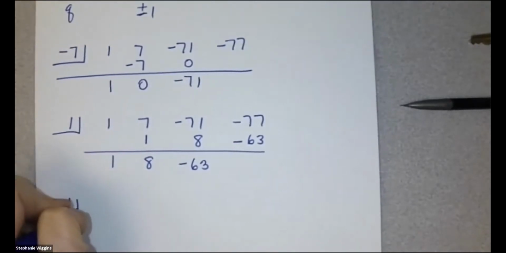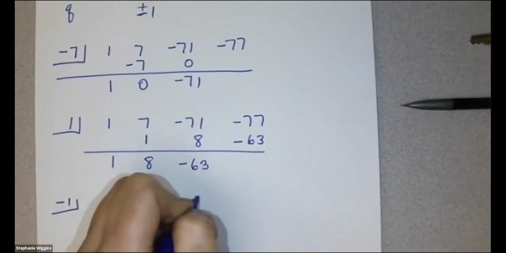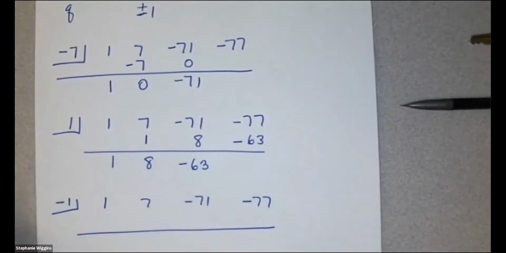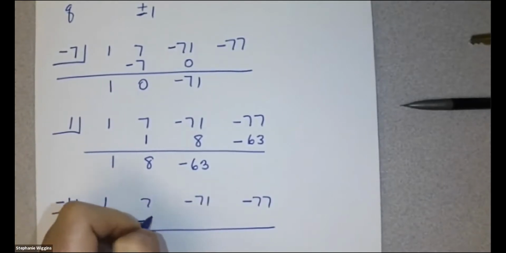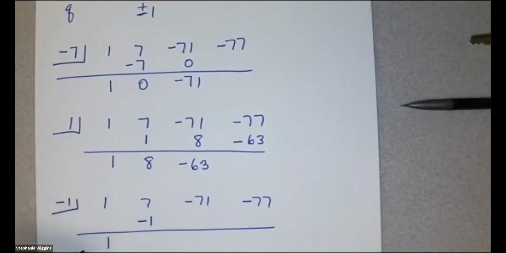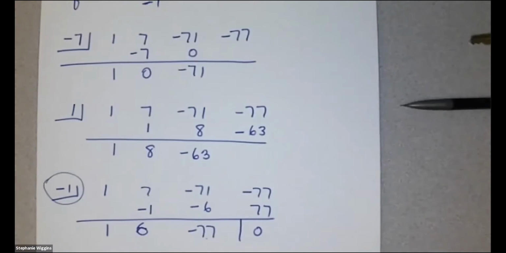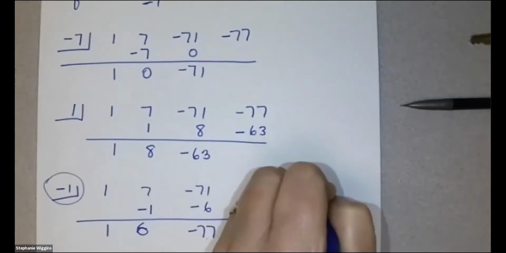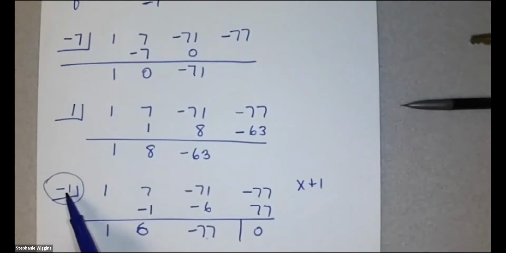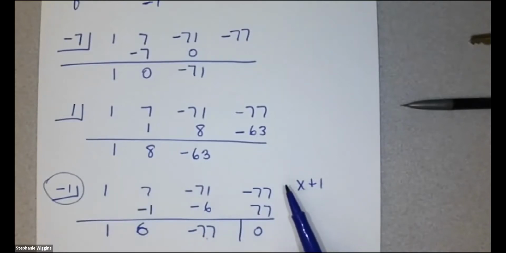So let me try -1. Multiply by -1 gives me -1. Then I got 6. I'm sorry, 6 times -1 is -6. Then -77 plus 77 gives 0. There's the one I'm looking for, okay? So my factor is x plus 1, because you always take the opposite sign of your zero. If I plug in -1 here, I'm going to get 0. So the factor is x plus 1.